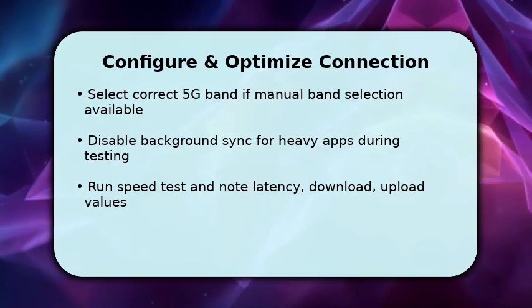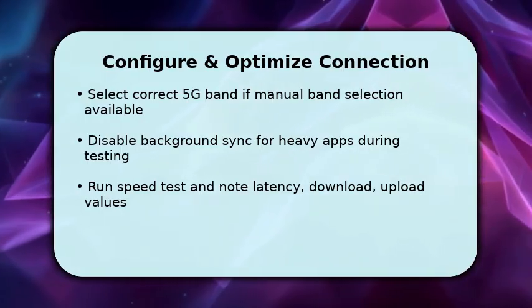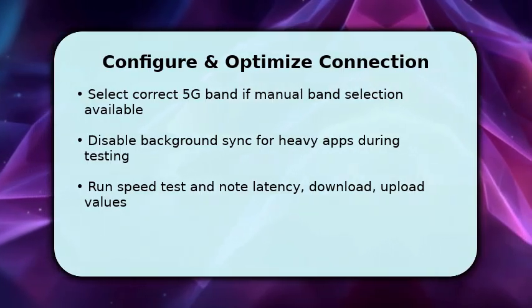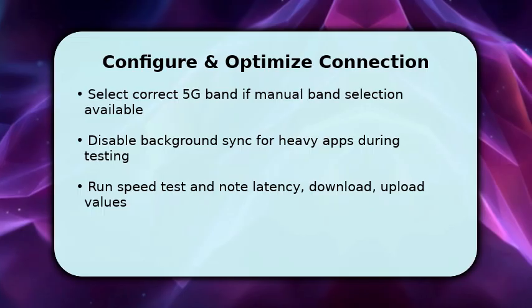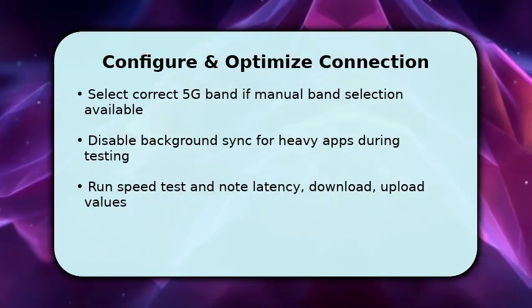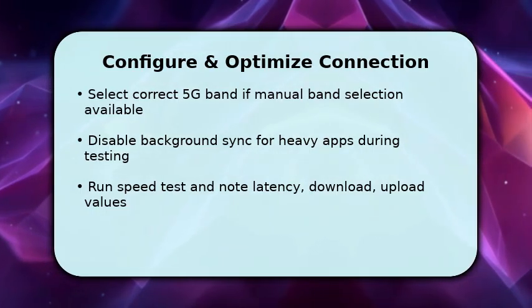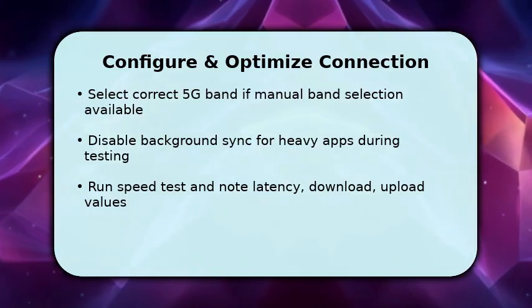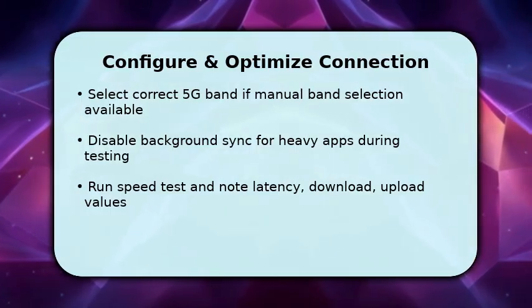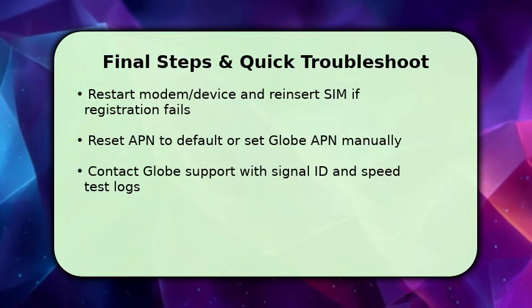Run a speed test near windows or outdoors to get the best signal and record latency, download, and upload numbers for comparison. If speeds are low, switch between 5G NSA and SA modes and move a few meters to finish by locking in settings and validating performance.